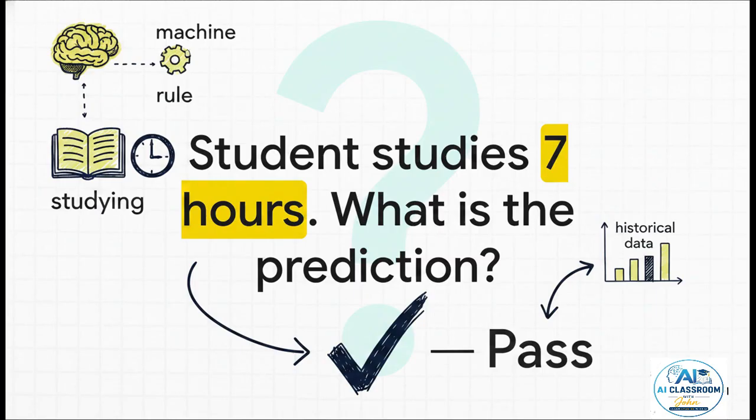Okay, it's test time. The machine has its rule. If a new student comes along and studies for exactly 7 hours, what is the machine's prediction? You guessed it, the prediction is a resounding pass. By applying the rule it learned from historical data to a brand new input, the machine has successfully executed supervised learning. It's incredibly empowering once you understand how that actually works under the hood.